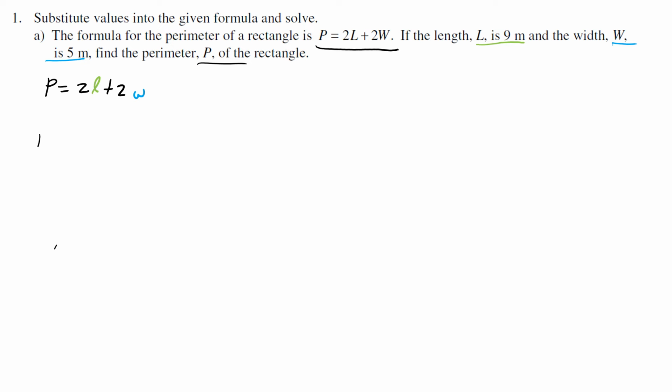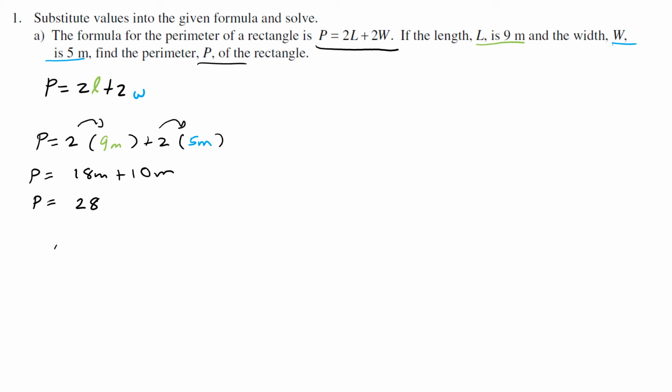So P is going to equal 2. We replace L with the length value, so 9 meters. Units are important. Plus 2 times 5 meters. Alright, so we want to distribute our 2, so perimeter equals 18 meters plus 10 meters. So perimeter is going to equal 28 meters.